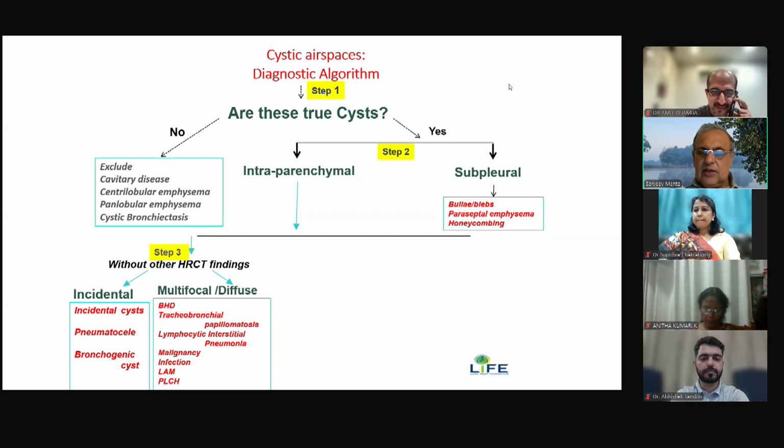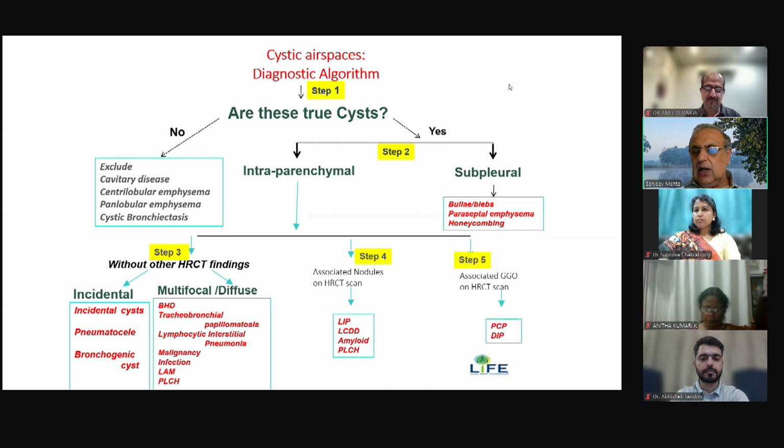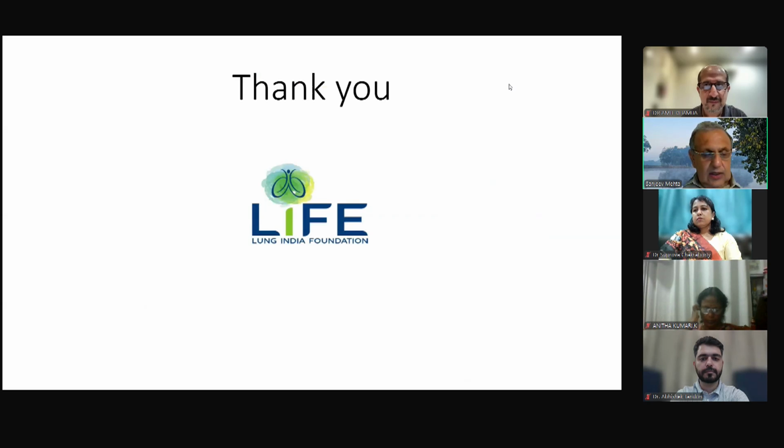I'll rush through this because this has been covered. But if they're associated with nodules, then it is LIP, amyloid, PLCH. And if they are associated with ground glass opacities, then they are Pneumocystis jirovecii and DIP disease.